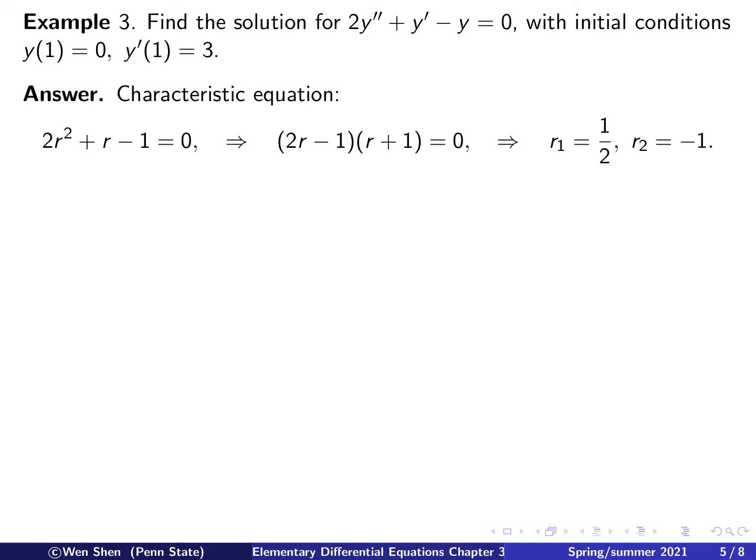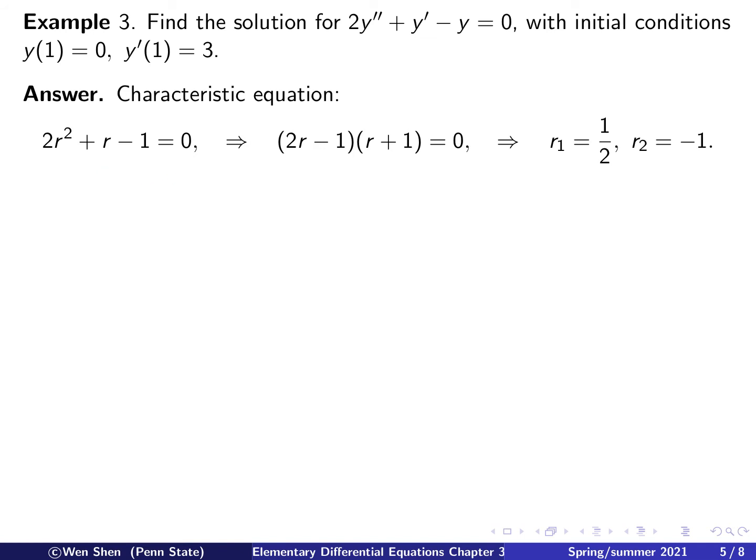That is, set up the characteristic equation, find the roots, form the general solution, and then use the initial conditions to find the constants C1 and C2. Okay, so let's go through that. Hopefully it's rather easy for us to set up the characteristic equation. So I have 2 times y double prime gives me r square, y prime gives me r, and then minus y is just minus 1.